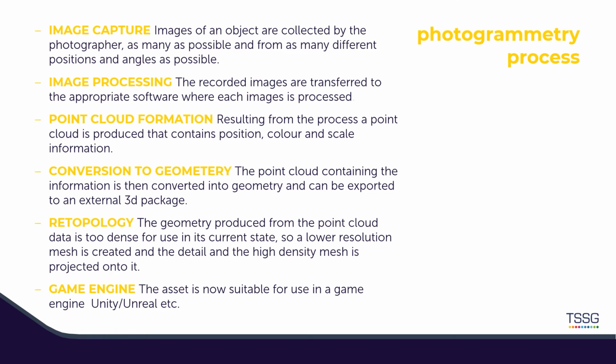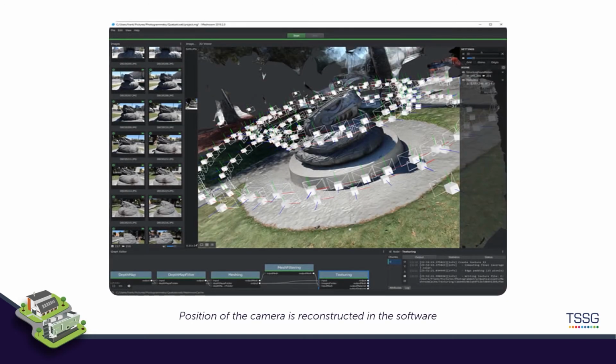The final step of the process is getting the geometry produced from the photographs into a game engine. So it's textured accordingly and taken into an application like Unity or Unreal, where it'll be used in the final application. On slide 17, you can see a snapshot of the process. So each white dot in that image surrounding the object is the position of the camera, and that is the information that the computer uses to reconstruct the object.